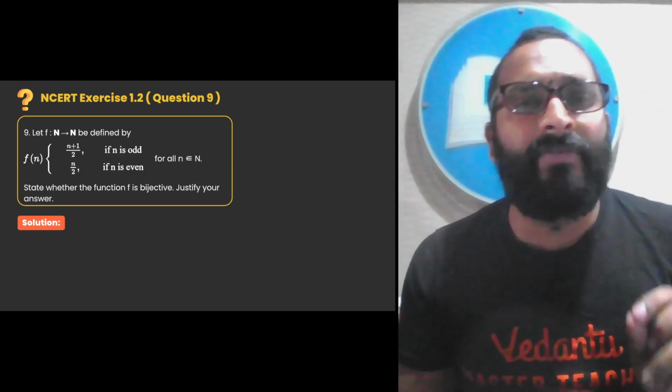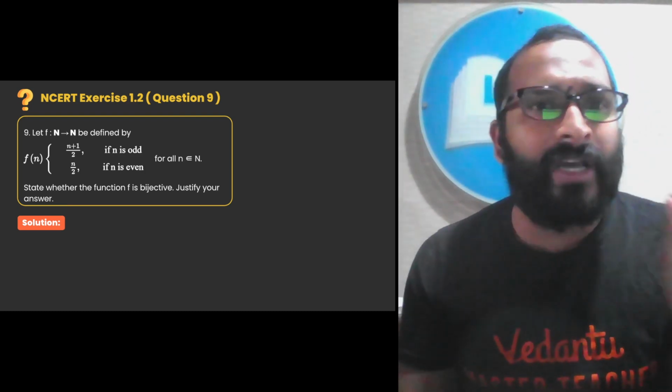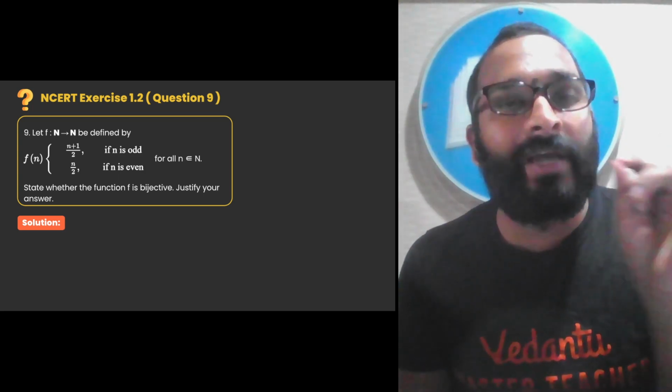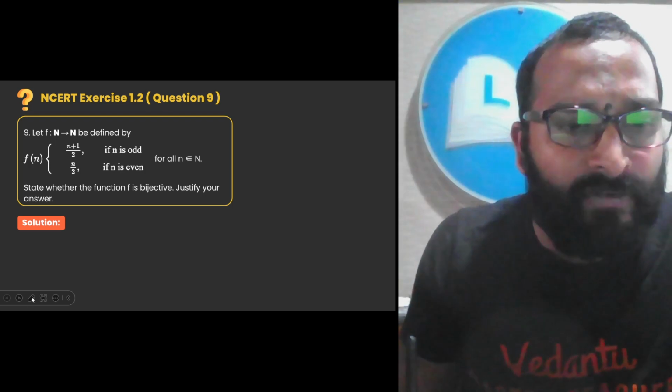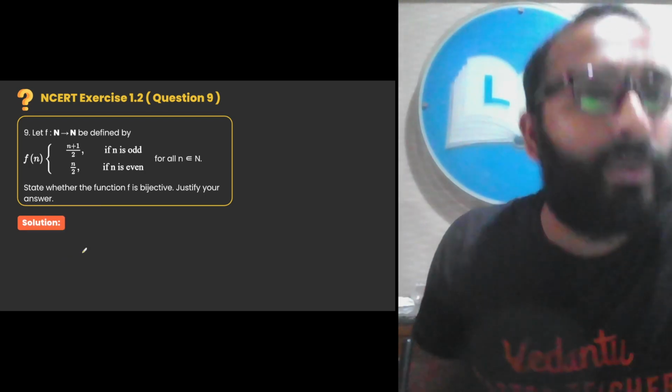And now in this session, we will try to solve question number 9 of your NCERT exercise 1.2 of the chapter Relation and Function. Let's try to read the question carefully, children. One of the important questions and a tricky question too.